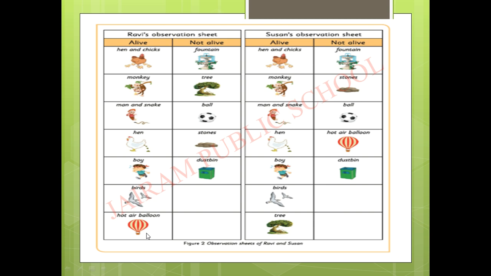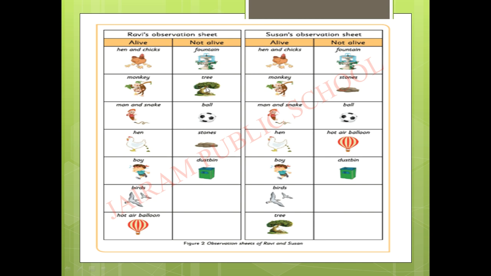Oh no! He has marked the hot air balloon as alive wrongly. So you tell me whether the hot air balloon is alive. Can it talk? No, it is wrong. Now let us check the not alive part. Fountain is not alive. Tree is not alive. Is a tree really not alive?